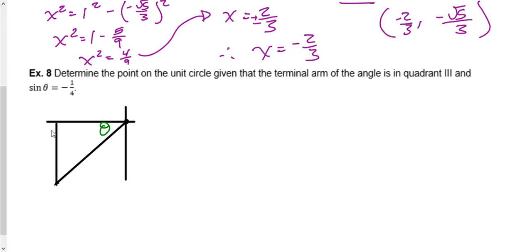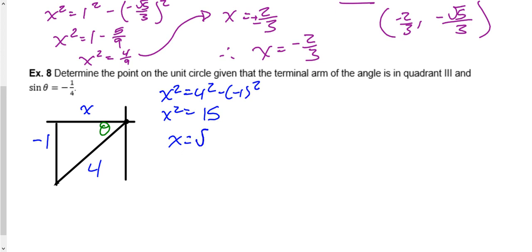Sine uses which two sides? Sine uses opposite over hypotenuse, so the hypotenuse here has to be 4 and the opposite side is negative 1, because we're going down. What we want to find is probably this x value here because we're still missing it. So let's work Pythagoras backwards to get it. So I have x squared is equal to 4 squared minus negative 1 squared. So that's 16 minus 1, which is just 15. And so x is equal to square root of 15.